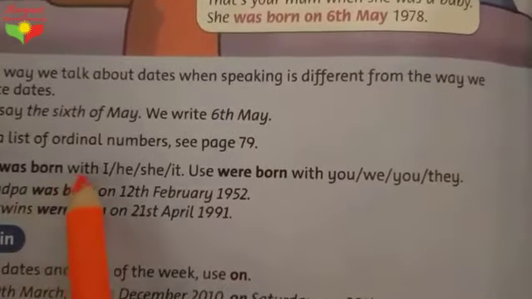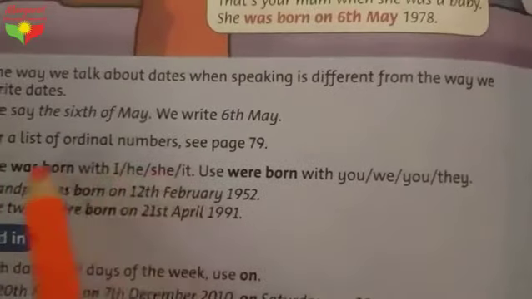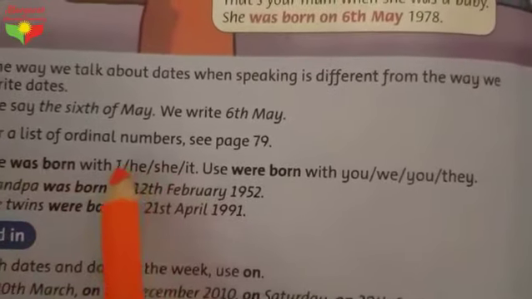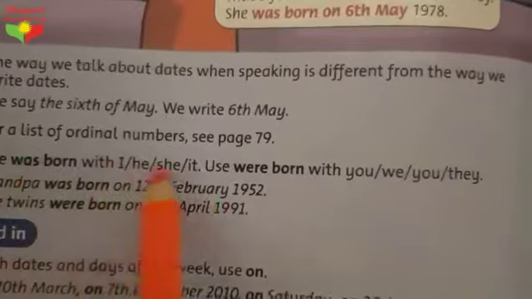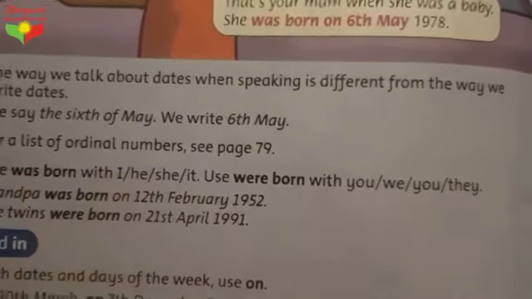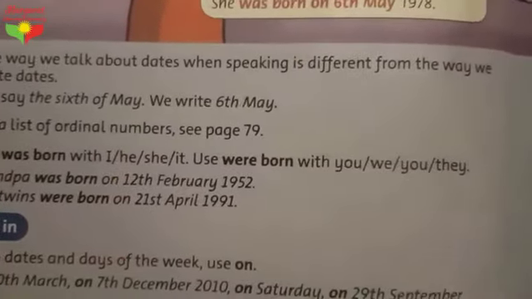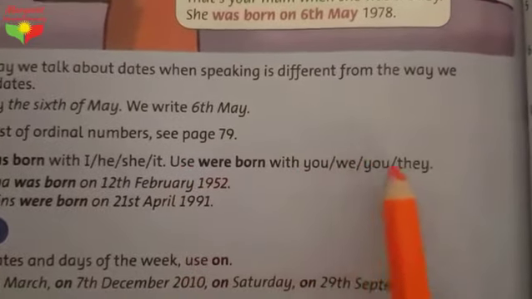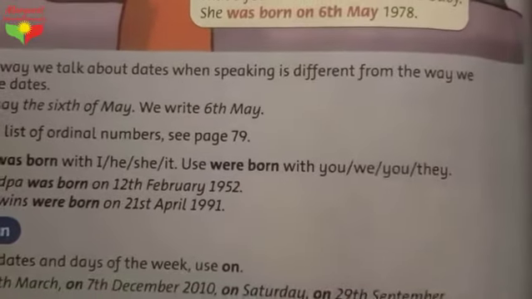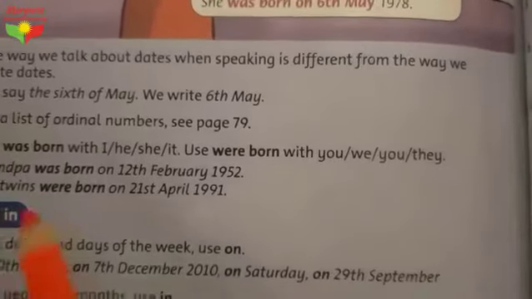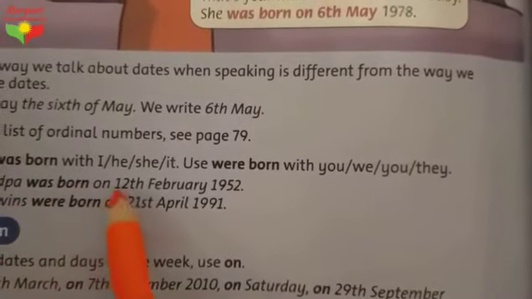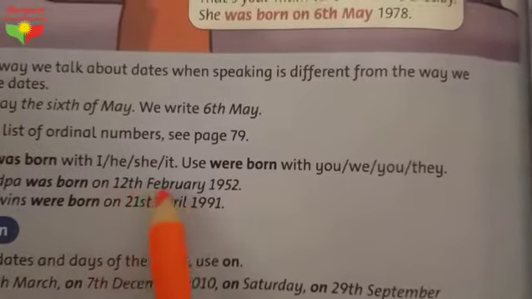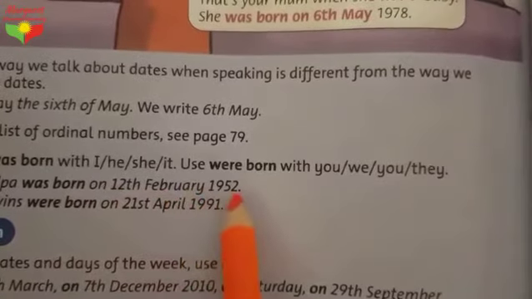Use was born with I, he, she, it. So I was born, she was born, it was born, he was born. Use were born with you, we, you, they. They were born, you were born, we were born. In this way. Grandpa was born on 12th of February 1952.